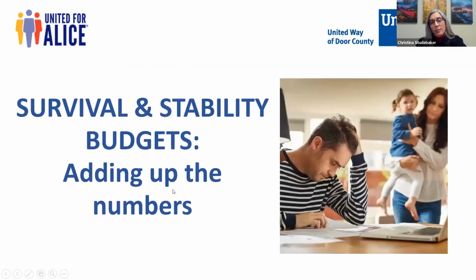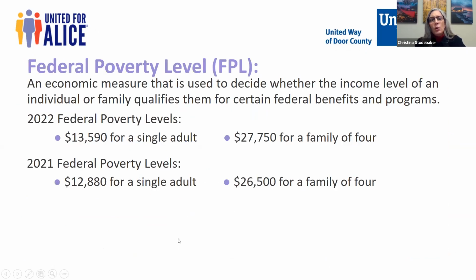What they've done is put together two different types of budgets for every county involved in the study, which includes Door County. We've got survival budgets, which are just the bare minimum to get by, and stability budgets, which is where we'd like all of our community members to be, at least at financial stability. These are created as an alternative to the federal poverty level.